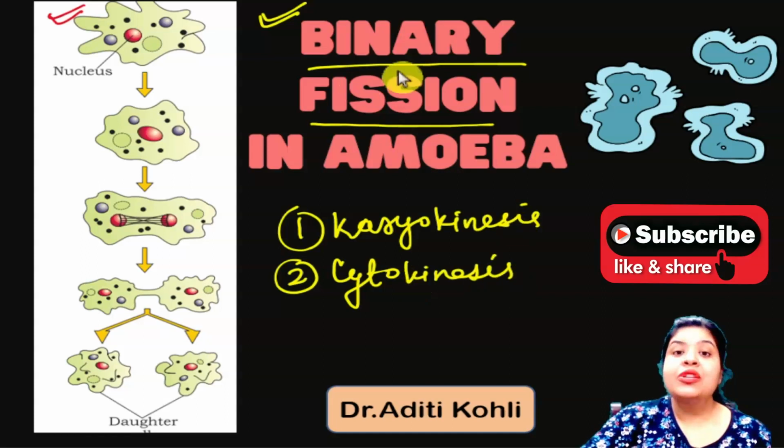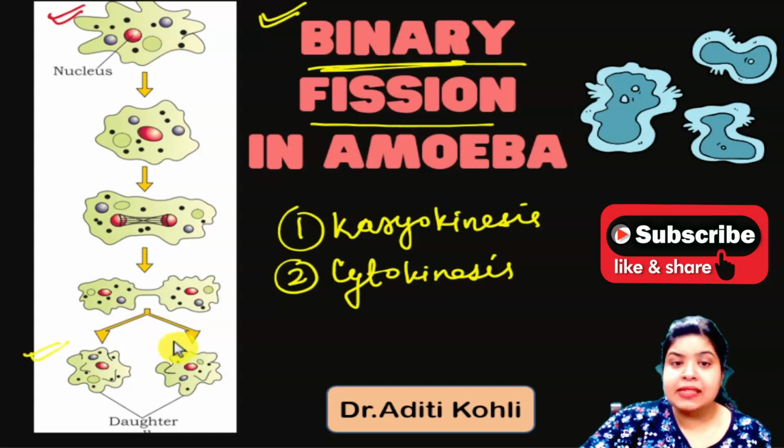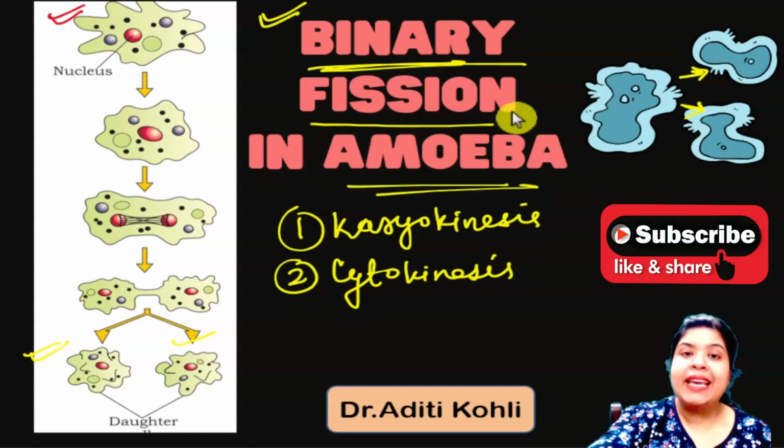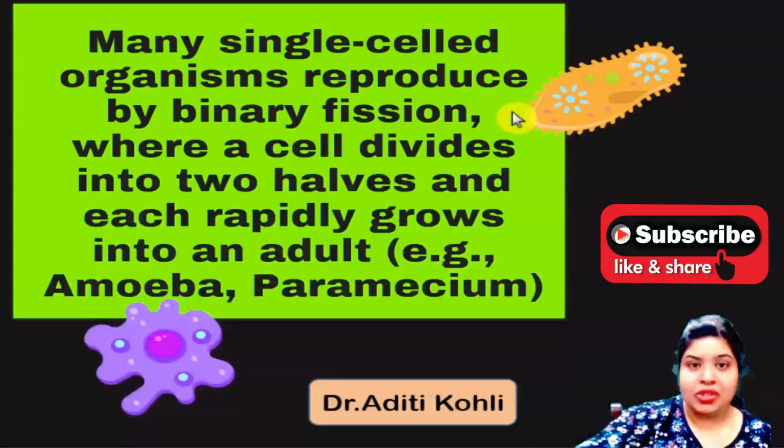In binary fission, one parent cell is giving rise to two daughter cells, and therefore it is called binary fission. The example is amoeba. This is also one of the asexual modes of reproduction.